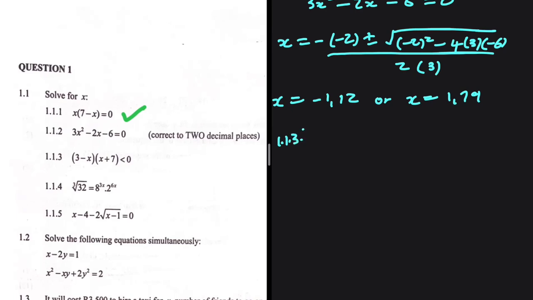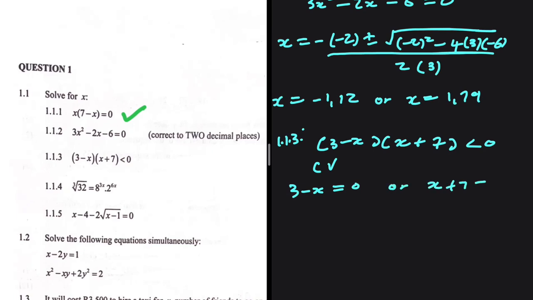1.1.3 is quite an interesting one. We have 3 minus x multiplied by x plus 7 being less than 0. This inequality is already factorized, so we don't have to do much here. We can go straight to the critical values. We can say that 3 minus x equals 0 or x plus 7 equals 0. And then here we're going to have minus x equals minus 3, so x equals 3. And on the other side, we're going to have x equals minus 7. And just like that, we have our critical values, 3 and minus 7.